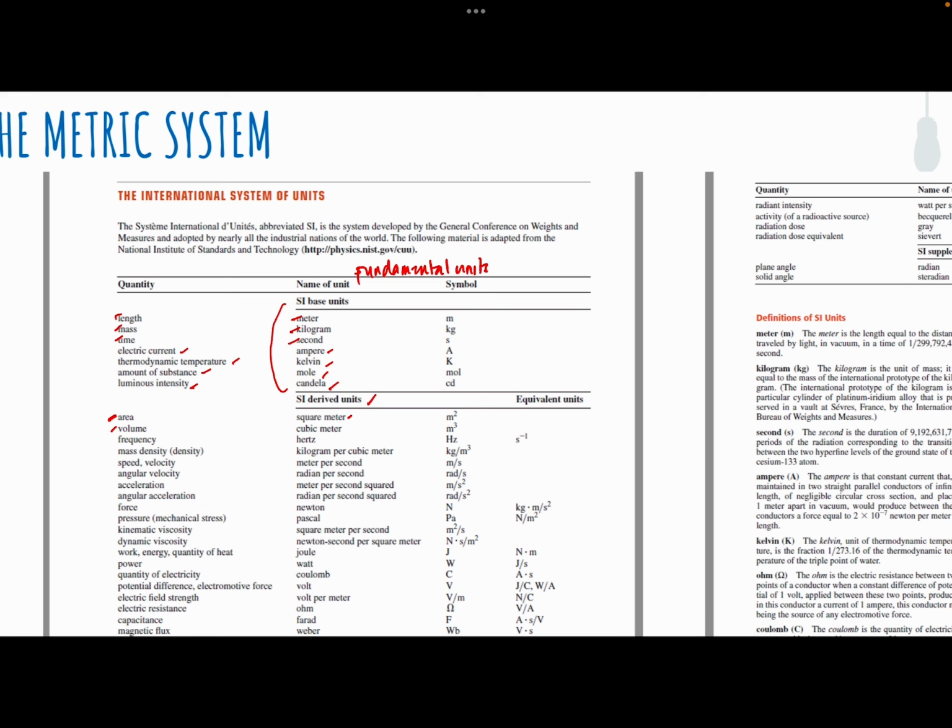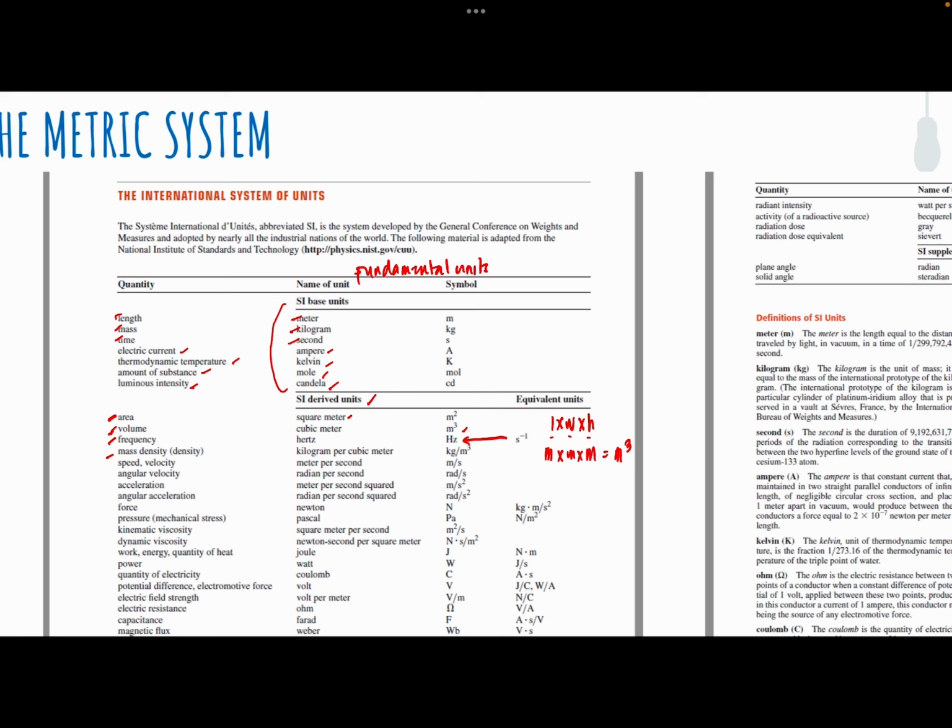Kasi, for example, di ba? You have a rectangular prism. So, in getting the volume, you have to multiply the length, the width, and the height. And these three are lengths. And the unit for length is meter. So, meter times meter times meter is meter cube or cubic meter. Next is frequency. So, when we say frequency, ang unit niya is the reciprocal of seconds. So, 1 over time. So, 1 over seconds, or that is also equivalent to hertz or Hz.